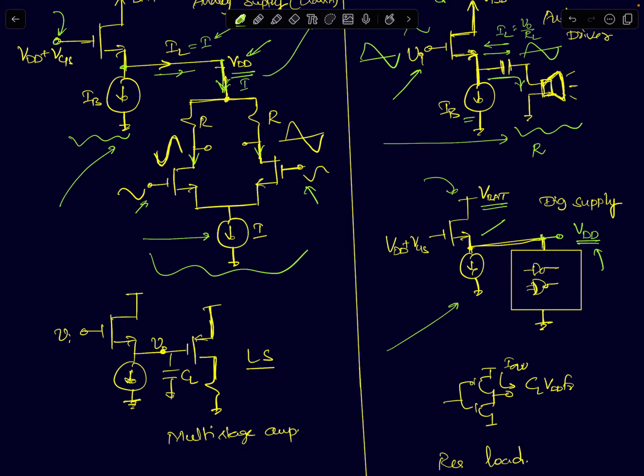The output DC voltage will be very close to the input value. I mean, the output AC value will be equal to the input AC, but the impedance will be very different. It will be 1 by gm, which is under the designer's control.